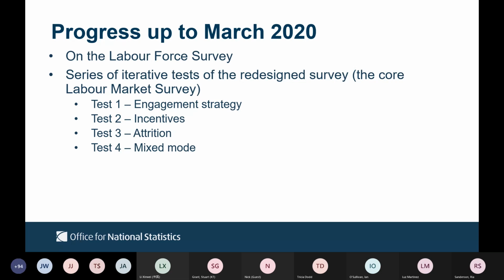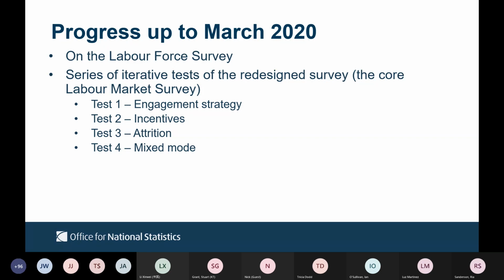So we haven't simply lifted and shifted LFS content into an online mode of collection. There's been quite a bit of redesign work done to optimize the design of the questions for an online first approach. We've done quite a number of large-scale tests to help us to understand how to maximize online uptake. And that was over the period 2017 to 2019. And that also included a longitudinal online-only attrition test, as we called it.